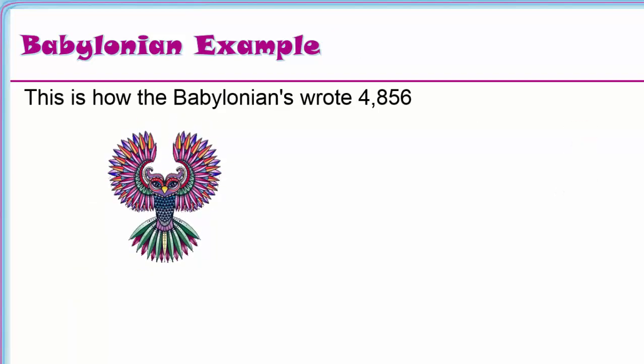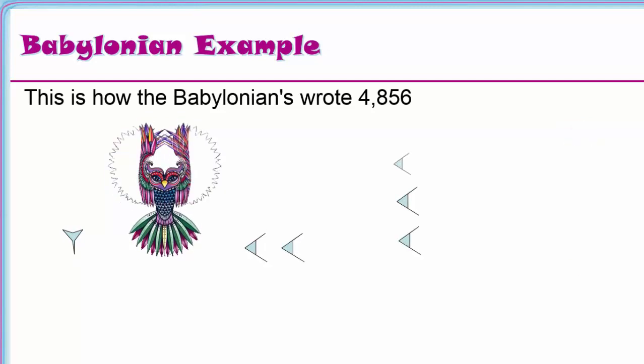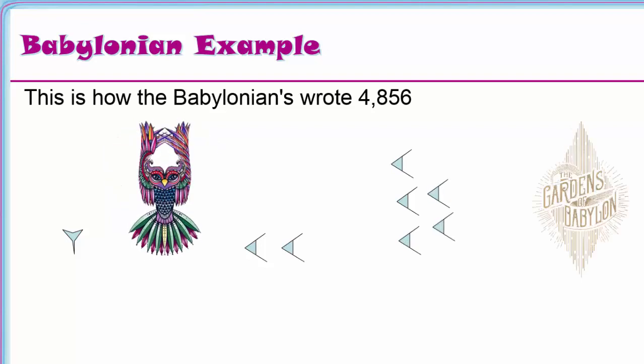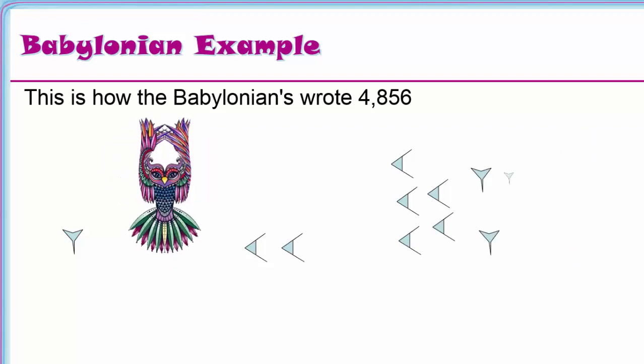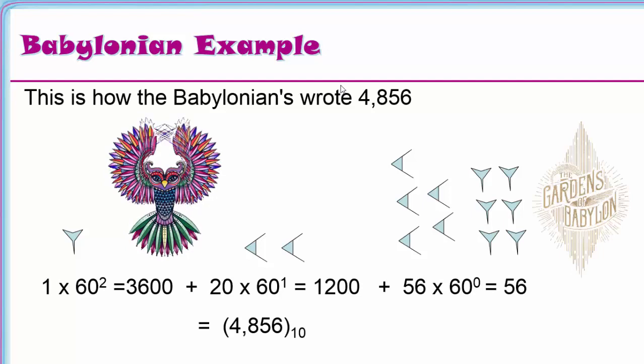This is how the Babylonians wrote 4,856. How do we interpret this using our two symbols? Well, 1 times 60 squared is 3,600, and we use the symbol for 1 here.